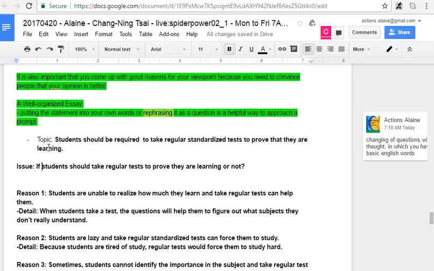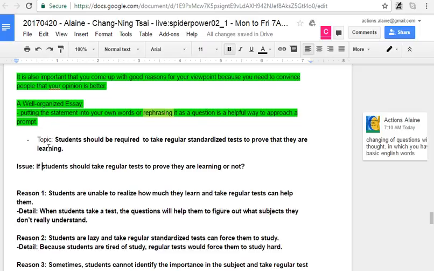It's a little confusing. Yeah, I understand it's a little confusing, but you have to understand that if is not totally a conditional word. Unlike whether, it's a so-so. Whether students should take regular tests to prove they are learning or not. So if we use whether, you are trying to say that students also have the option to take the regular tests.